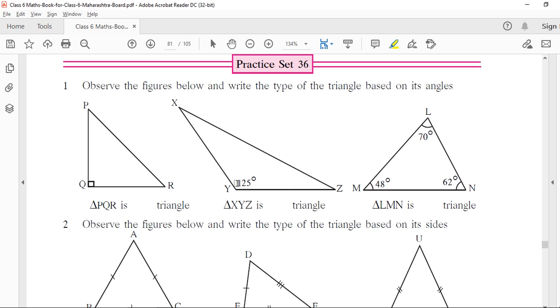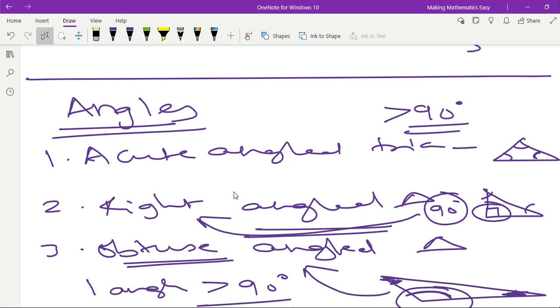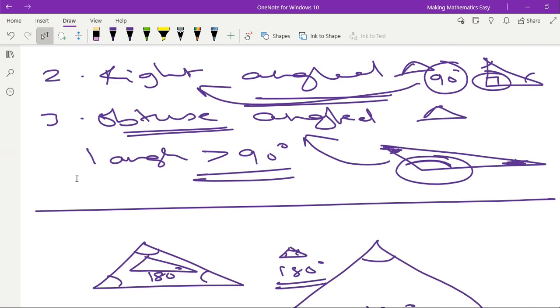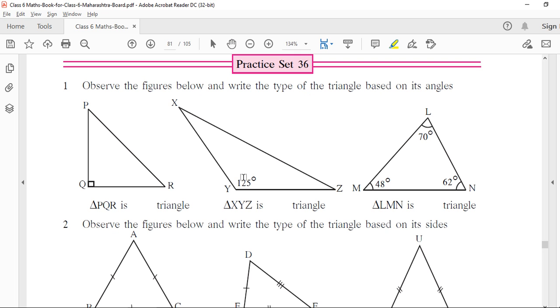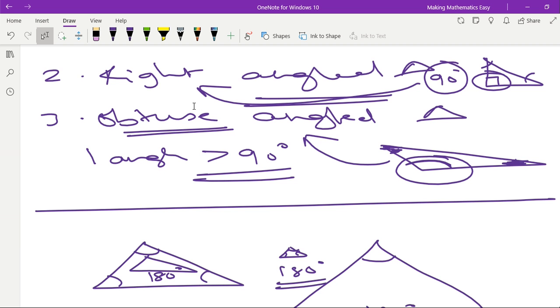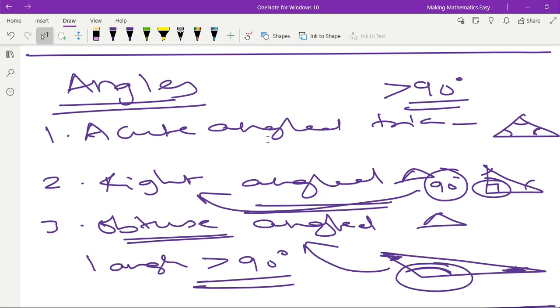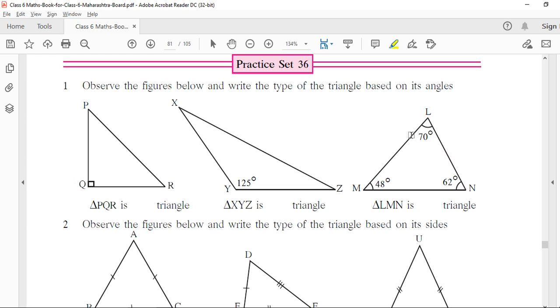Now one angle measurement is 125, which is greater than 90 degrees. An obtuse angle means one angle is greater than 90 degrees. So this is greater than 90 degrees, so this is an obtuse angled triangle. Correct? Now if we look at the third triangle, all three measurements are less than 90 degrees. So this is an acute angled triangle. Okay, so that's it, you have to write.